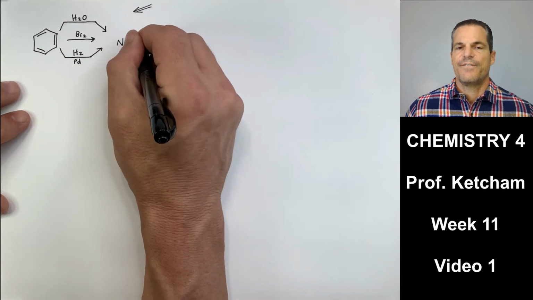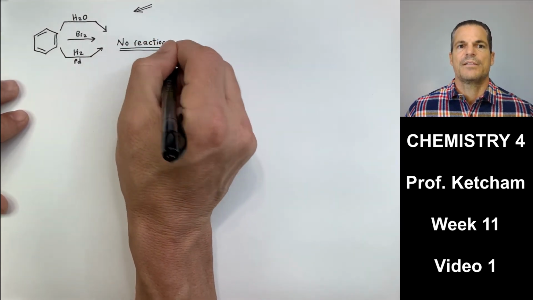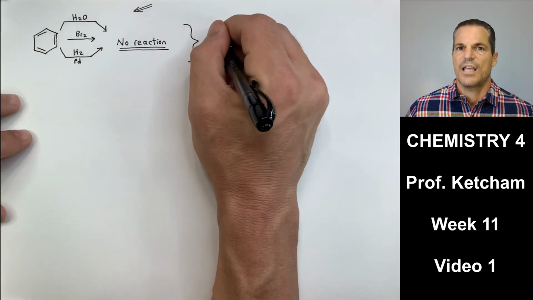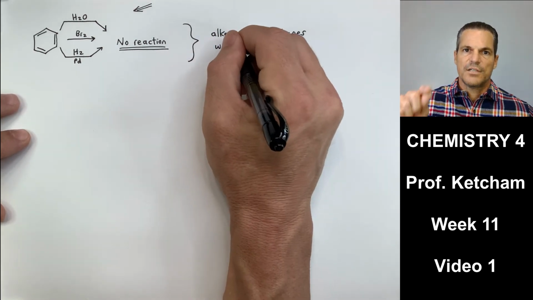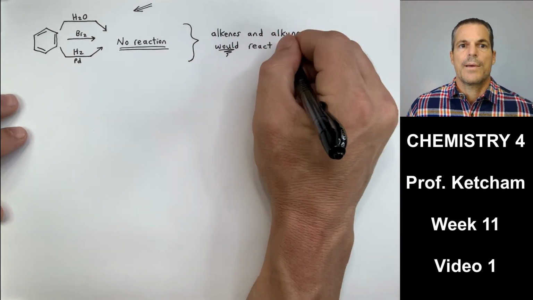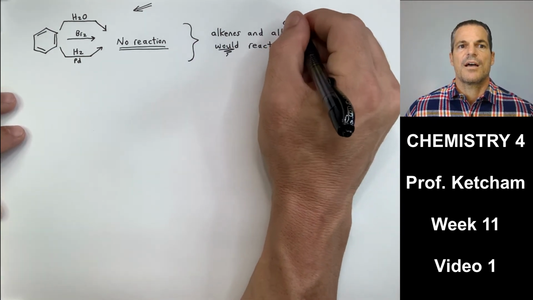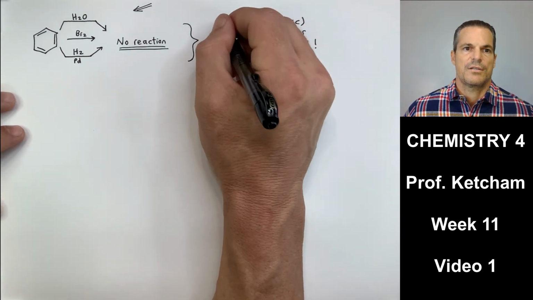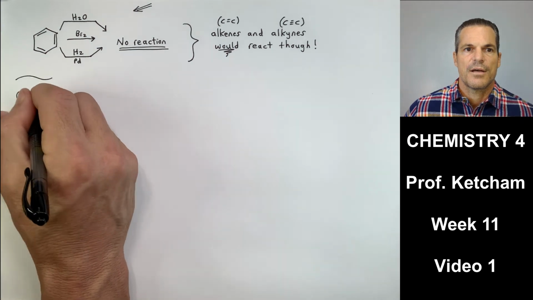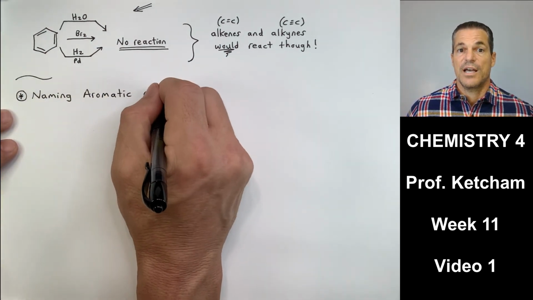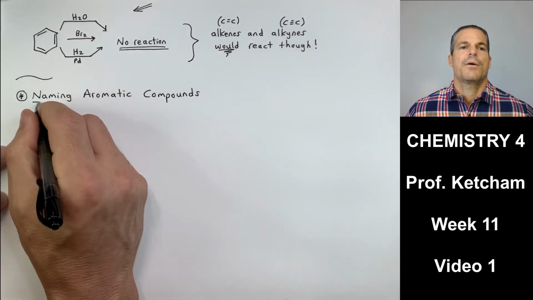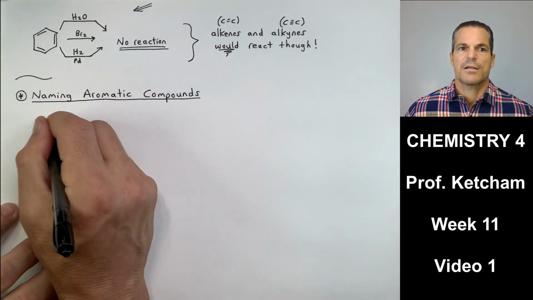Now these compounds are very unreactive because that benzene-like ring is very, very stable, and it doesn't want to interrupt the alternating double bond, single bond cycle. They want to keep that. So with things like hydration, bromination, hydrogenation, there's no reaction here. And we just saw that alkenes and alkynes would react. All right, so let's talk about naming aromatic compounds.